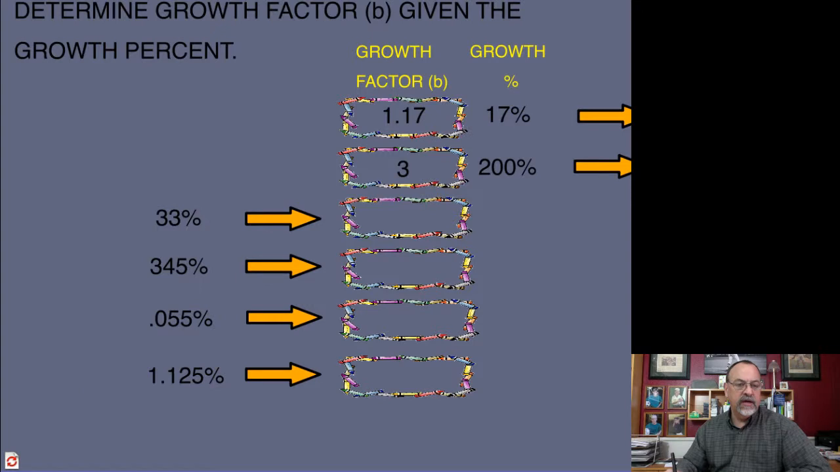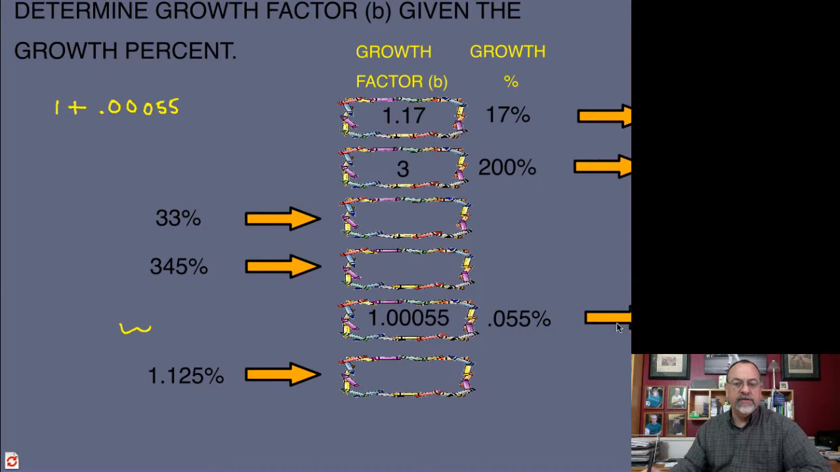Let's take a quick look at one more, 0.055. Again, I move the decimal point over 2 to the left, so that's 0.00055, and I add 1 to it, which gives me 1.00055. That would be the number that would go in for b into the expression in order to represent the growth factor. So again, growth percent and growth factor are two entirely different looking numbers.